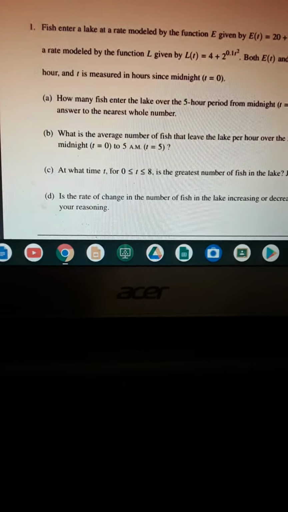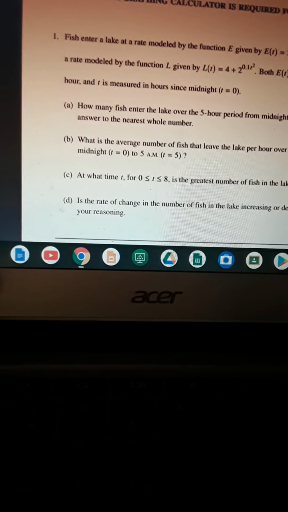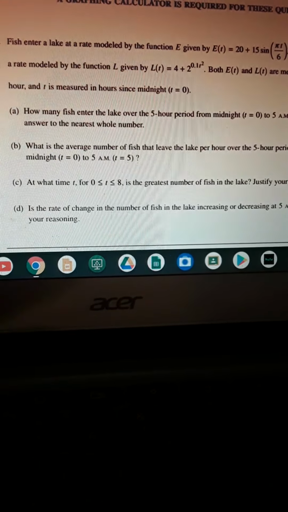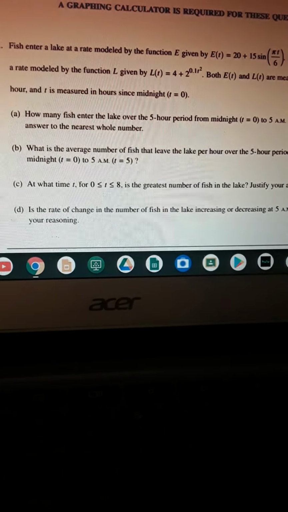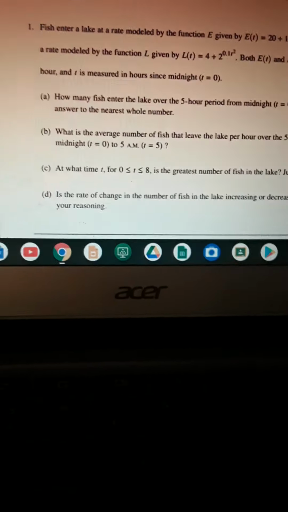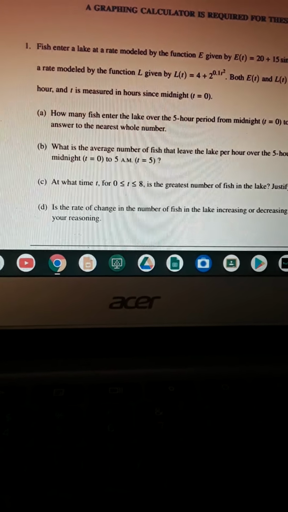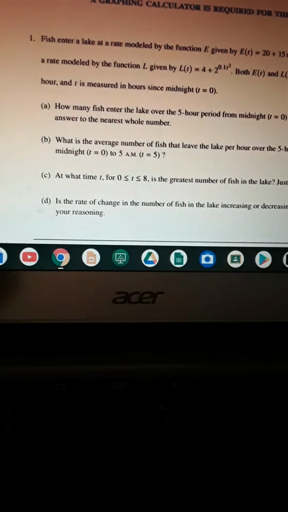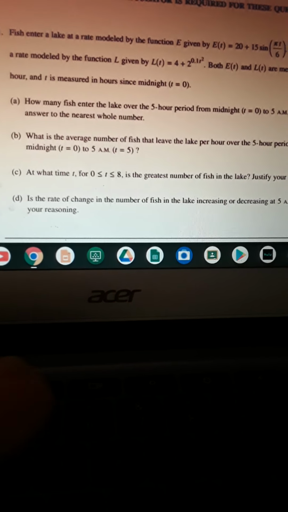And then C is when it's going to get kind of complicated, because they gave us A and B, and it's kind of written out for us. But C, you're going to have to really think back to second derivatives and relative max, absolute max. So C asks us what time t, for 0 ≤ t ≤ 8, is the greatest number of fish in the lake. Justify your answer. Okay, so greatest number of fish in the lake.